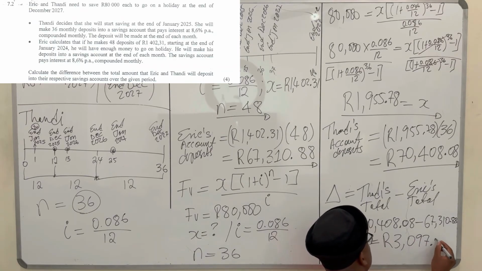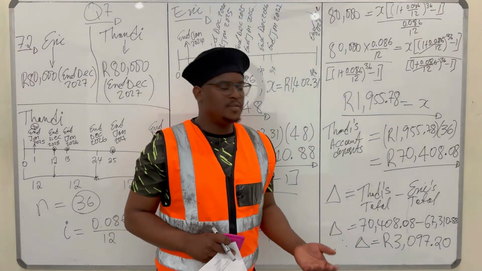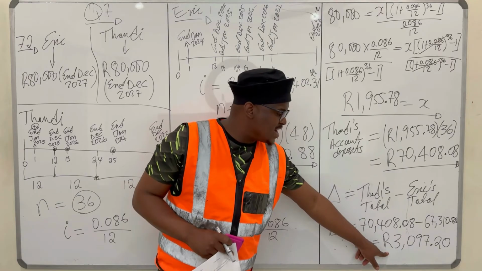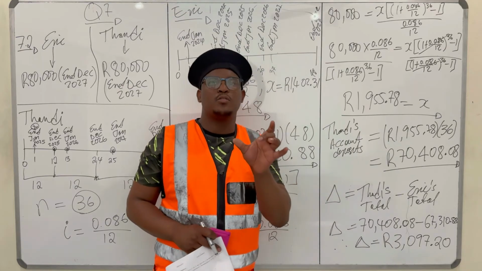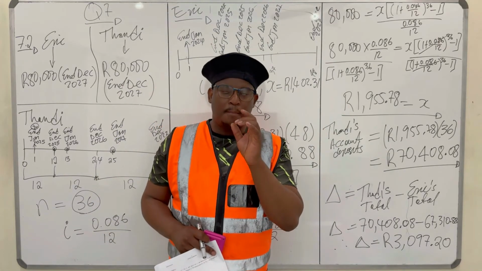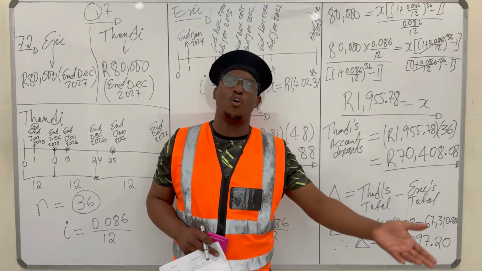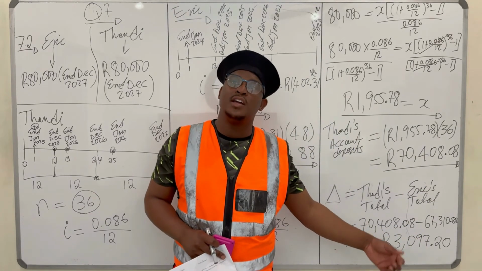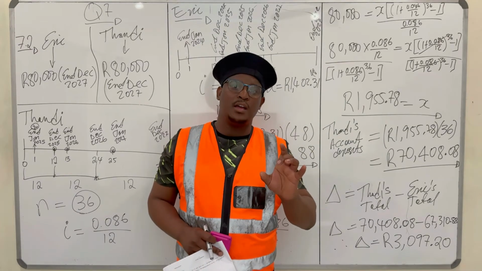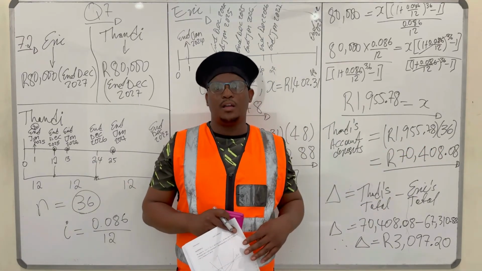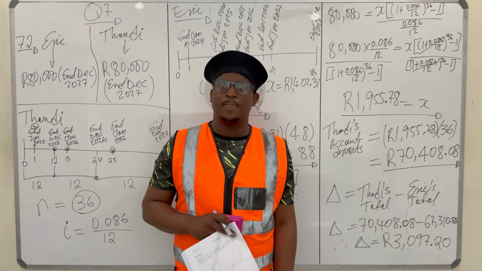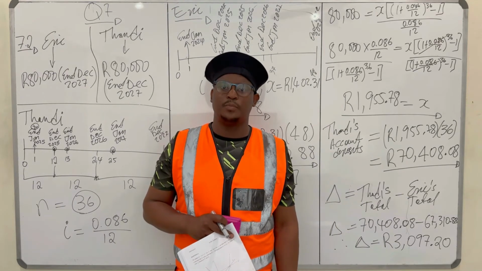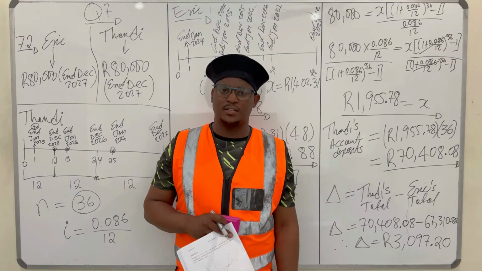So the difference between the amounts they paid is 3,097 rand 20 cents. So what does that mean? It means that our friend Tandy paid 3,097 rand 20 cents more than Eric did to meet the same goal over a period of 36 months, while Eric took a year longer to save the same amount, but over a longer period with a lower required deposit. So this is the difference between their totals, and I hope it makes sense to you as it does to me. So I'll clean the board and we'll go to the next question.